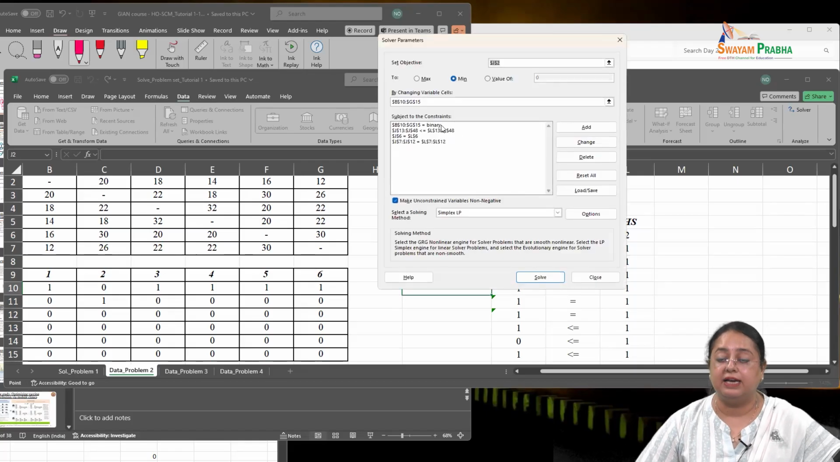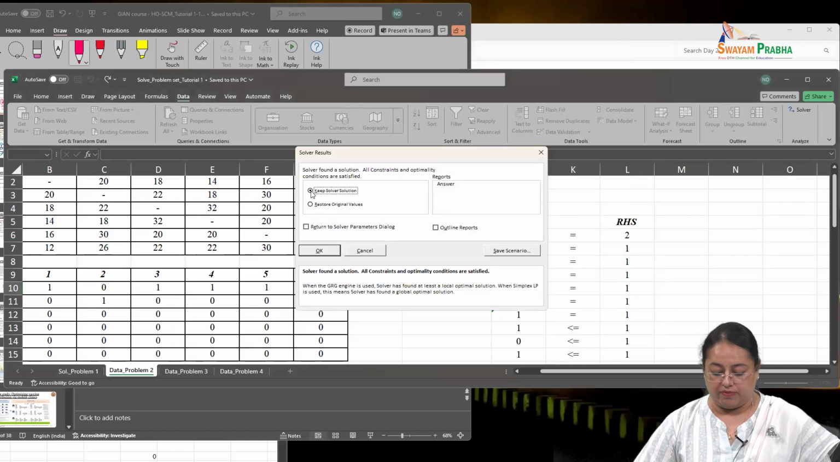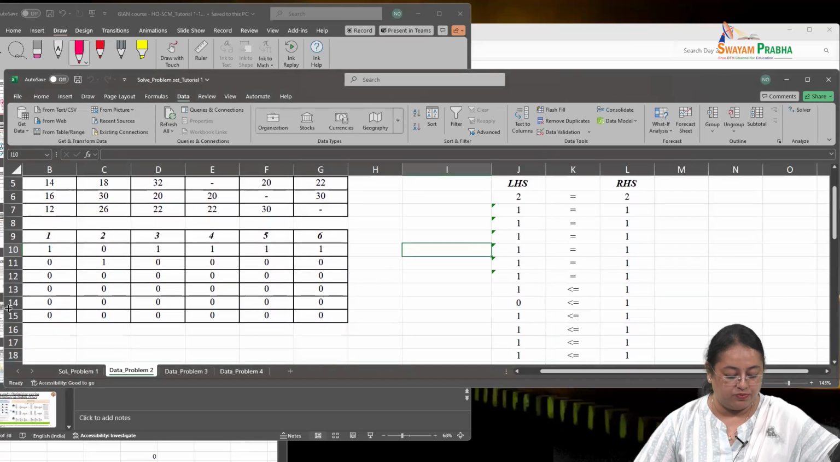I have already included the constraints here. So once you have added the constraints, that's it. You click this option, you just solve. When you solve it, you will get this optimal answer.